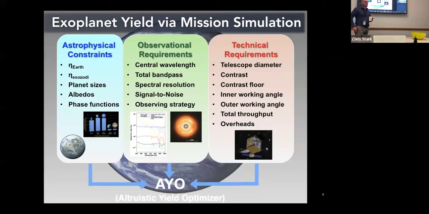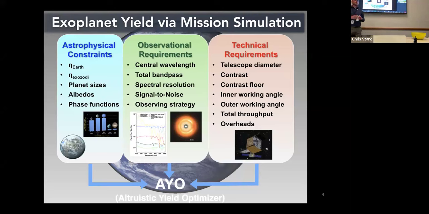There are obviously a lot of inputs that go into something like this. We have many inputs that describe the universe as we know it. These are astrophysical inputs. Maybe how common are potentially Earth-like planets, or what is eta Earth? How bright is the exozodiacal dust around these stars? We know that there will be dust that effectively acts like a fog that you have to see through, and we need to know how bright that is.